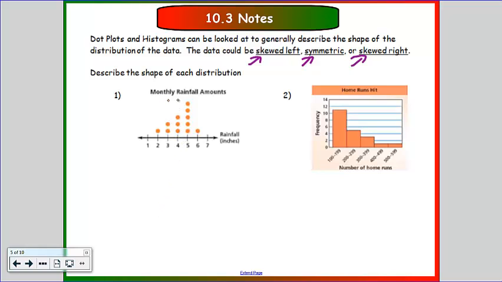Clearly this first one on the monthly rainfalls is not perfectly symmetric. If it was perfectly symmetric, this peak would probably appear right here in the center. But if you look at the cluster, which I would call these two, the cluster does include our middle number, our middle of 4. So I would lean toward this one being called symmetric, because the cluster does appear in the middle. Even though it's slightly shifted right, this would be symmetric.